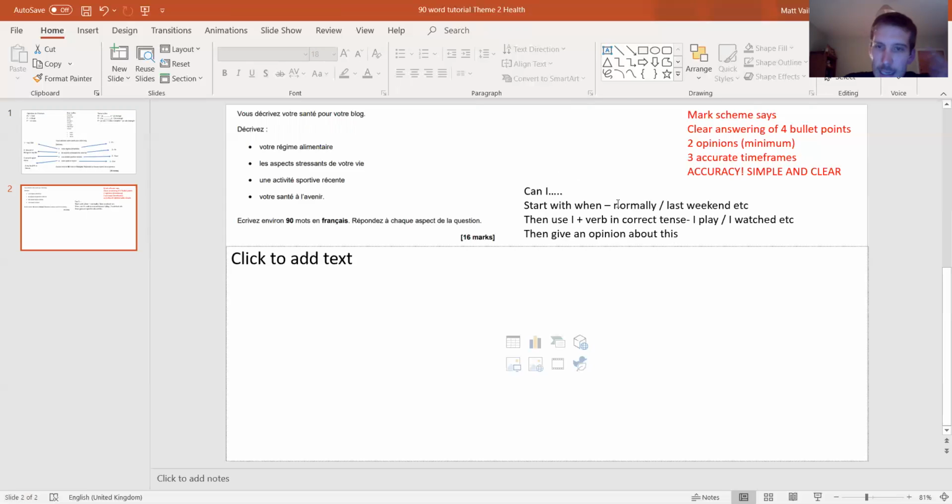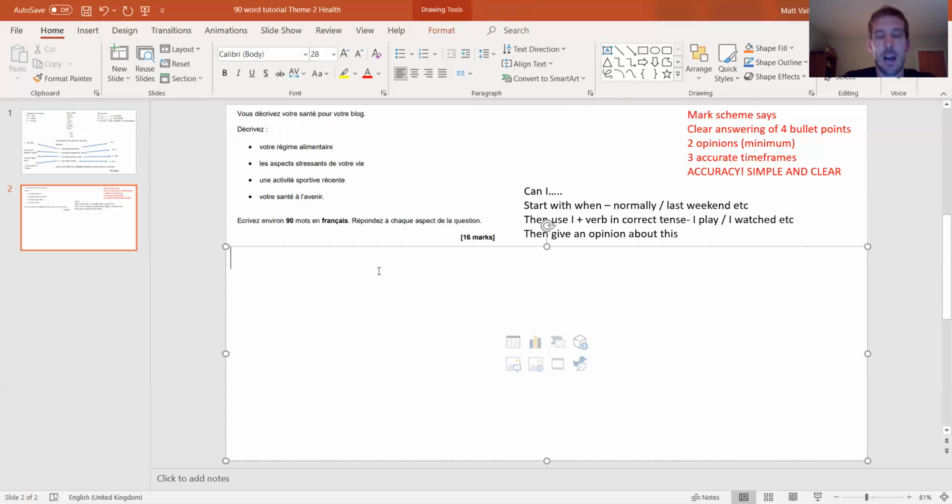Then in my little head, I'm going to be thinking, right, can I start each bullet point with when, like normally or last weekend? Then can I use I plus the verb in the correct tense? So like normally I play, and then can I give an opinion about it? If I can follow that structure, and I might not always be able to, it will help me massively write this.